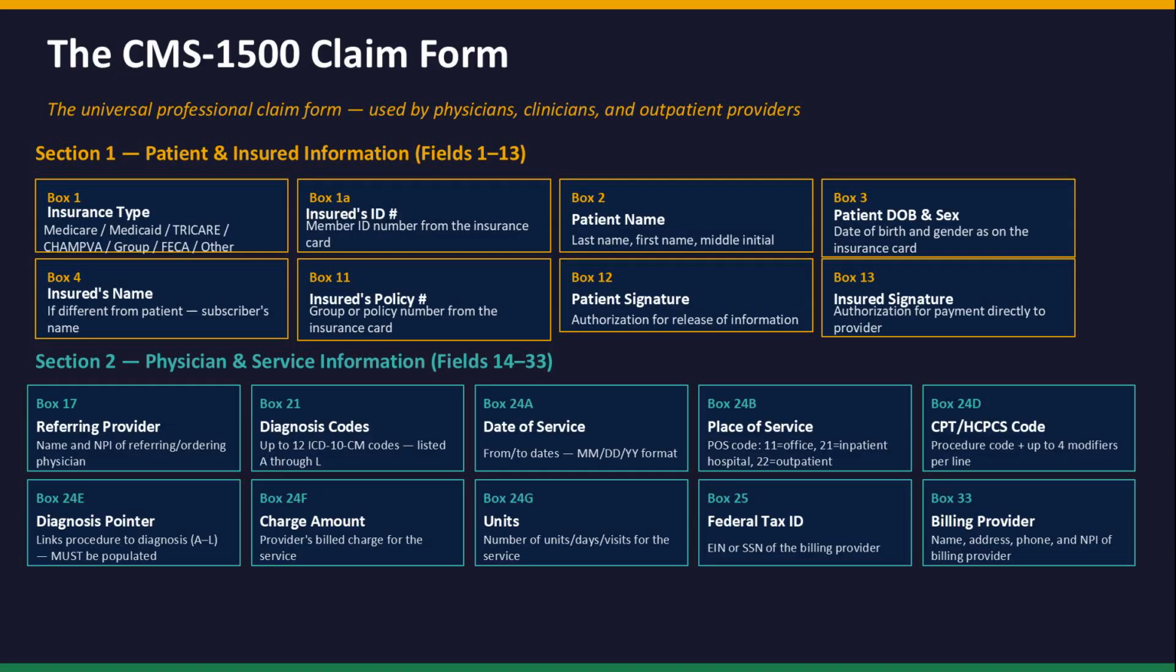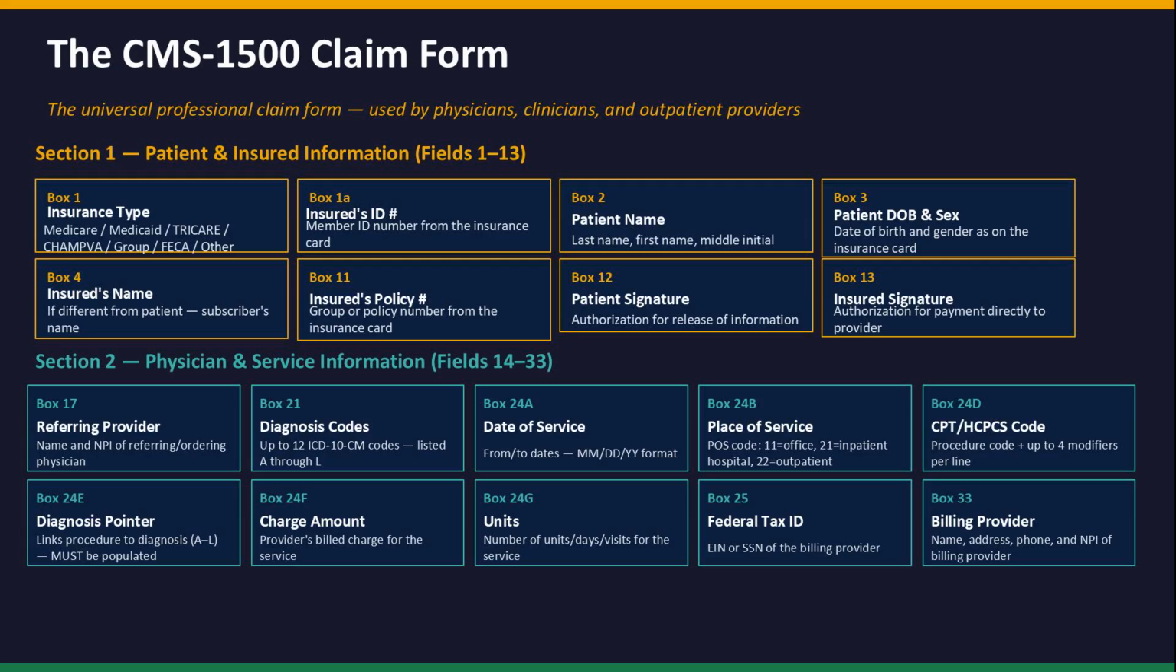Box 4 is the insured's name, which may be different if the patient is a dependent on someone else's policy. Box 11 is the insurance policy or group number. Boxes 12 and 13 are signature boxes. Box 12 authorizes the provider to release medical information to the payer. Without this, the payer can't process the claim. Box 13 authorizes the payer to pay the provider directly rather than sending the check to the patient.